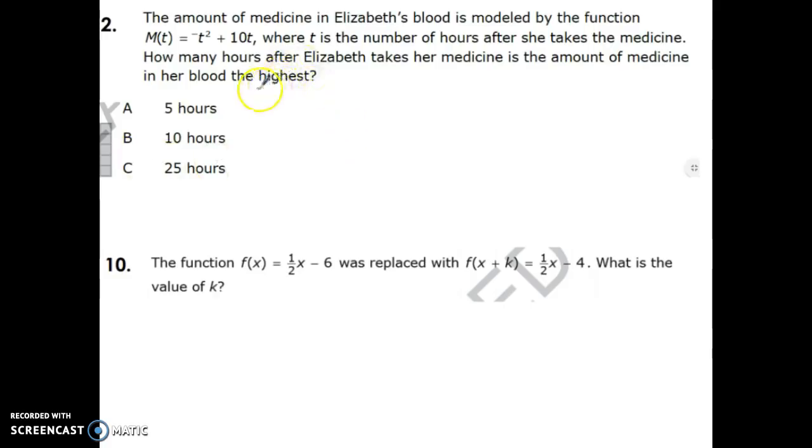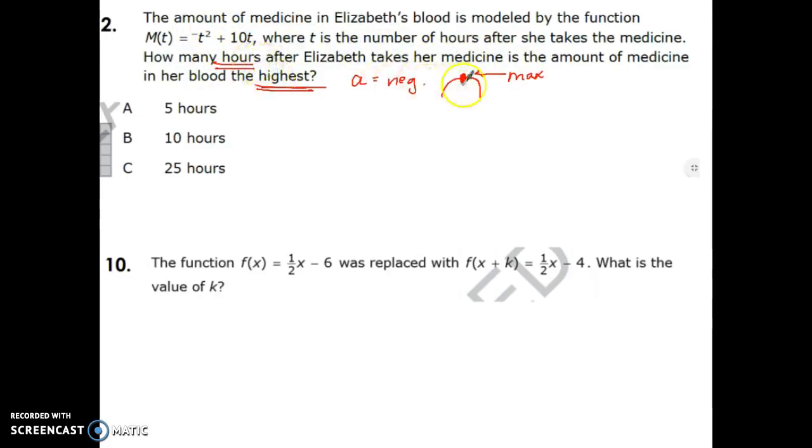So let's go with a couple of things. The highest. This A is negative. When A is negative, that means that you have a sad parabola. So when it's asking for the highest, it's asking for the maximum, right? And so they want to know when it's the highest, in how many hours. So that represents our t.